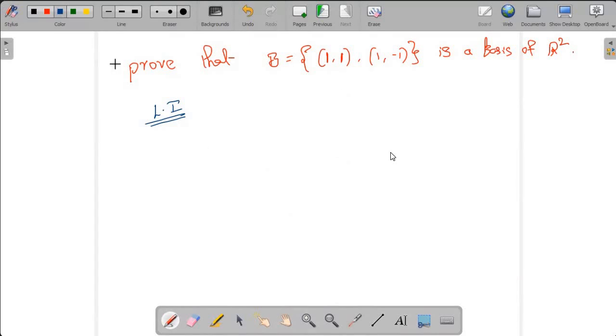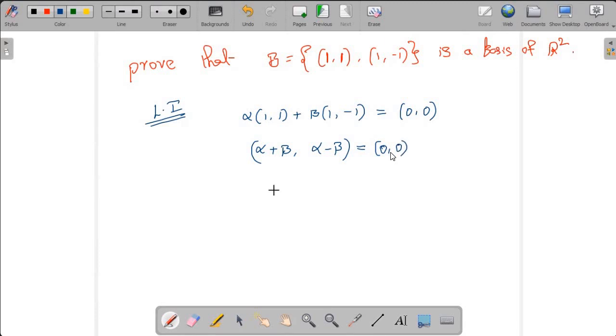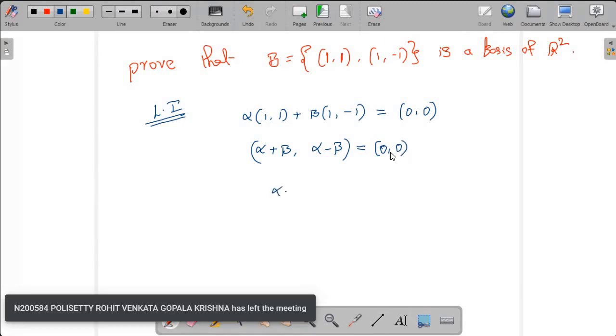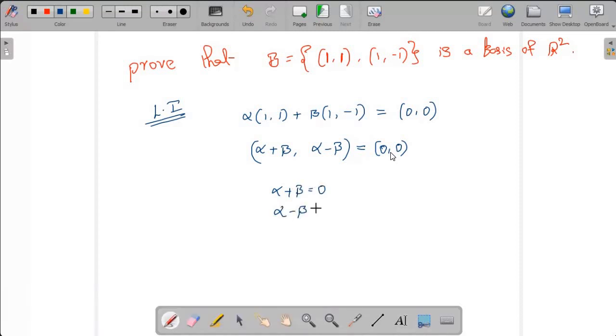Okay, let us go for linear independence first. To prove it, you take a linear combination, that is alpha into (1, 1) plus beta into (1, -1), and equate it to (0, 0). If you can prove that alpha and beta equal 0 is the only solution, then it is linearly independent. So alpha plus beta, alpha minus beta equals (0, 0). So alpha plus beta must be 0 and alpha minus beta must be 0.